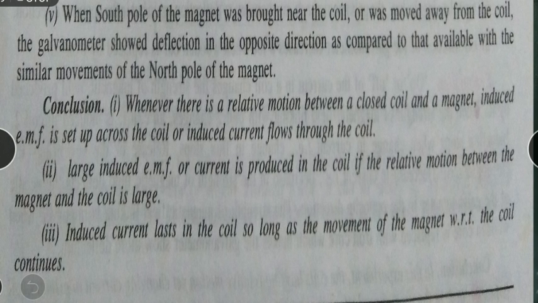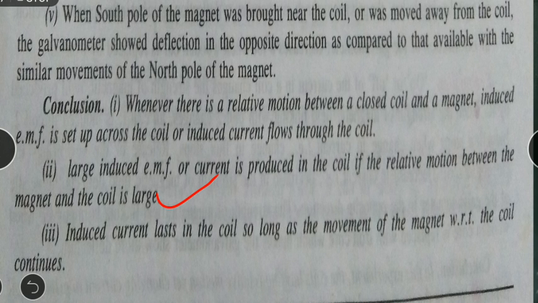Okay, if EMF is induced, the current is generated in the coil, or current starts to flow inside the coil. So the current here is nothing but the induced current. So a large induced EMF or current is produced in a coil if the relative motion between the magnet and coil is large.